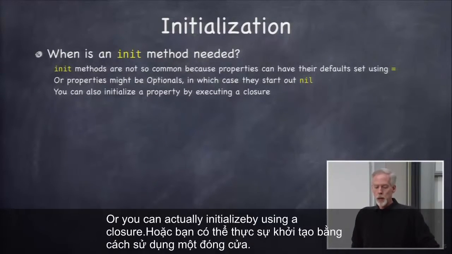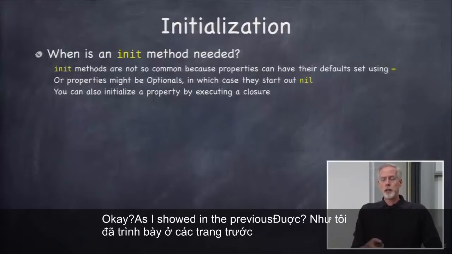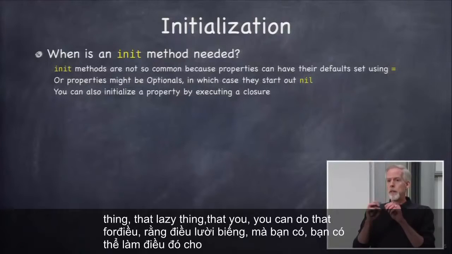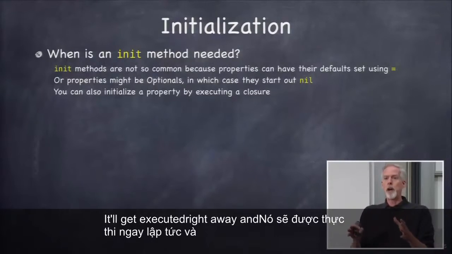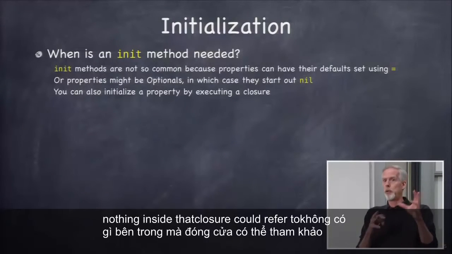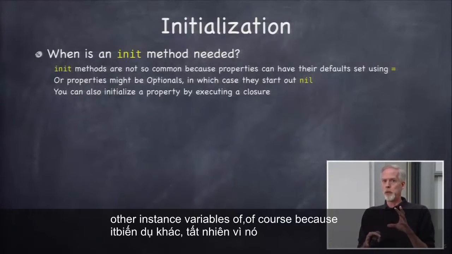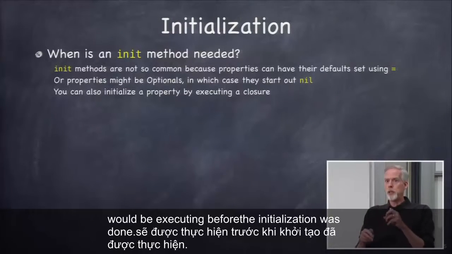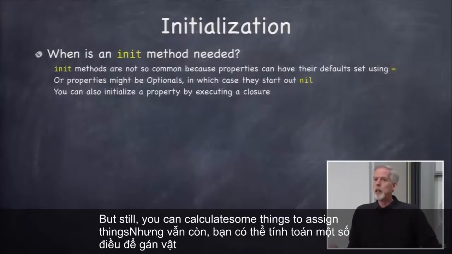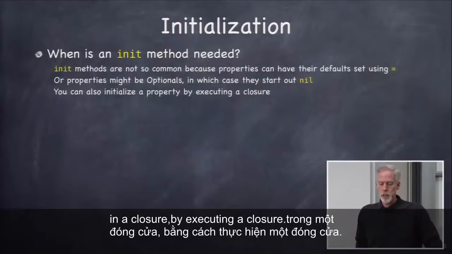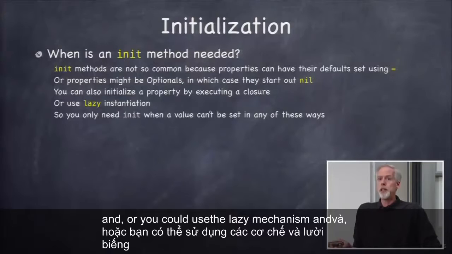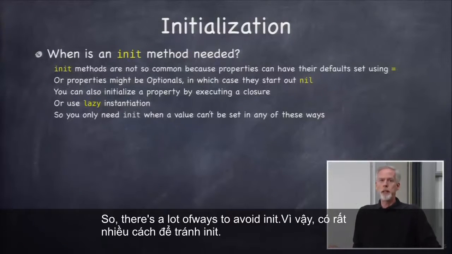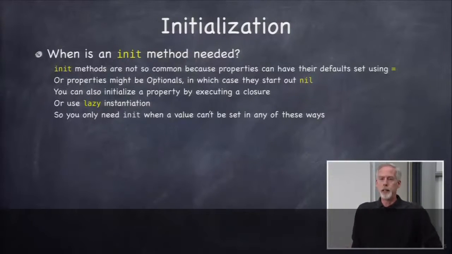Or you can actually initialize by using a closure. As I showed on the previous thing, that lazy thing, you can do that for non-lazies: put the closure there and execute it. It'll get executed right away, and nothing inside that closure could refer to any other instance variables, of course, because it would be executing before the initialization was done. But still, you can calculate some things to assign by executing a closure. Or you could just use the lazy mechanism to avoid needing an init. So there's a lot of ways to avoid init.